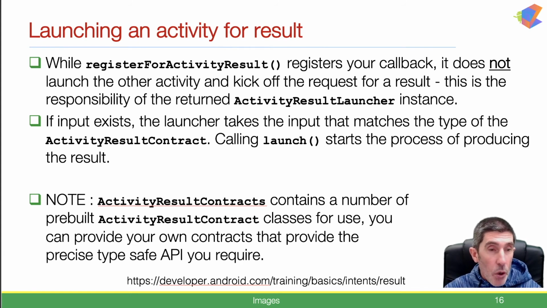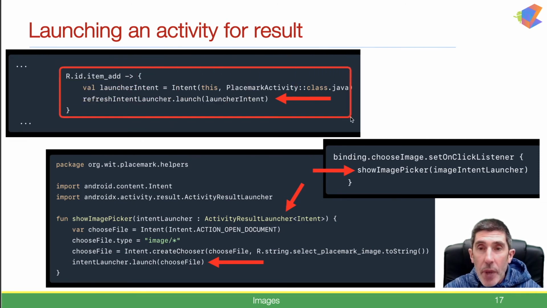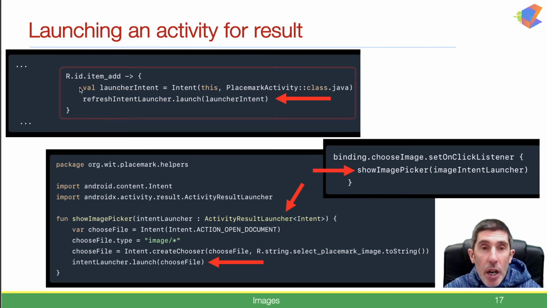Okay, so how we launch an activity for a result, right? So up here, this will be a little code snippet. What we're looking at here is, here we are creating the intent. This is if the user has chosen add. This is back in placemark list activity, at the top of placemark list activity. This is our item add button, the little plus at the top.